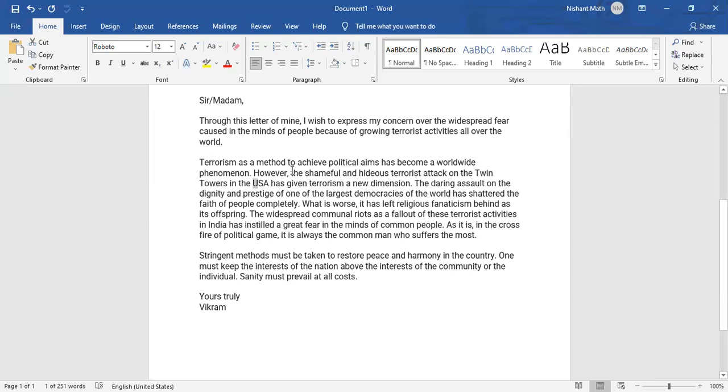Large, more than that large word, the attack was there, it was so severe. The daring assault on the dignity and prestige of one of the largest democracies of the world. Daring assault, assault means harm somebody. Daring, there was a very bold approach to attack somebody. Suppose a person is killing somebody and he is very confident about doing it without any fear or shame.